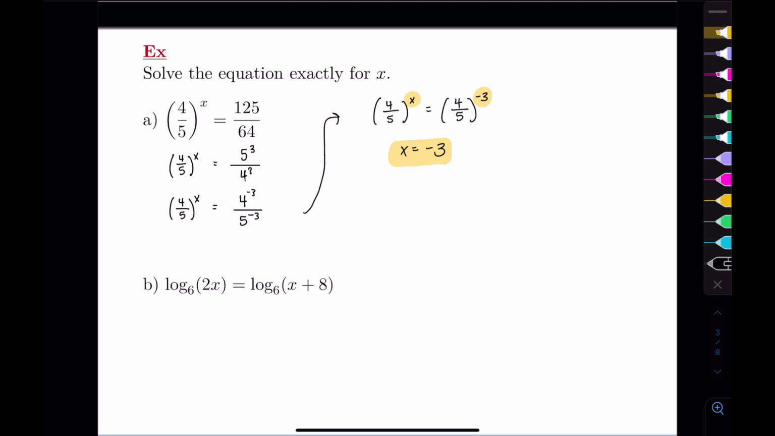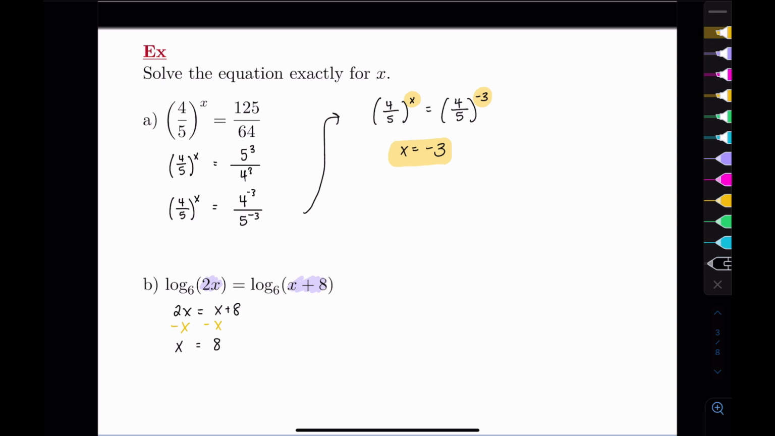For this next one, we have log base 6 of 2x equals log base 6 of x plus 8. We are sitting real pretty because I have log base 6 on both sides. So the only way this equation can be true is if these two insides equal each other. So we would need 2x to equal x plus 8. And then to solve this, we got to get the x by itself. So we subtract x from both sides, which gives us x on the left and just 8 on the right. And so we have a solution to our equation.